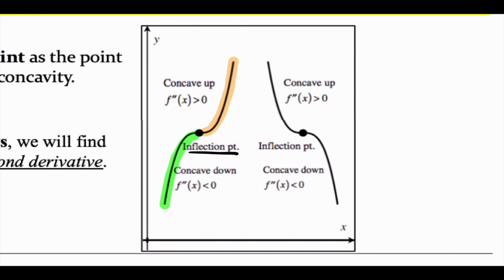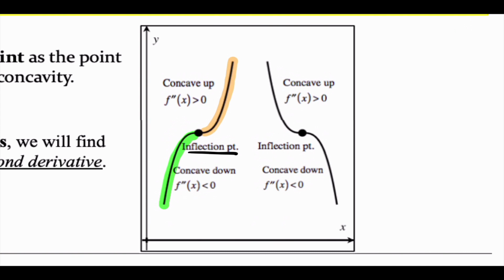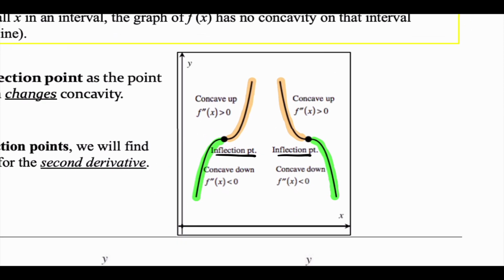Okay? Same thing at the opposite. So concave up here, concave down here. They switch at that inflection point. So an inflection point is where they switch concavity.